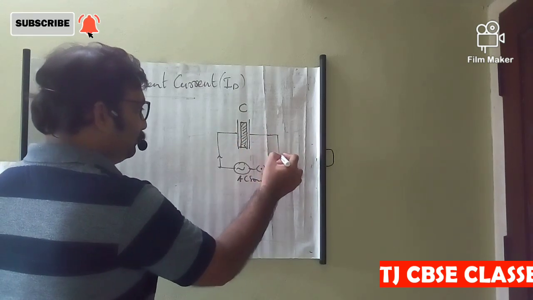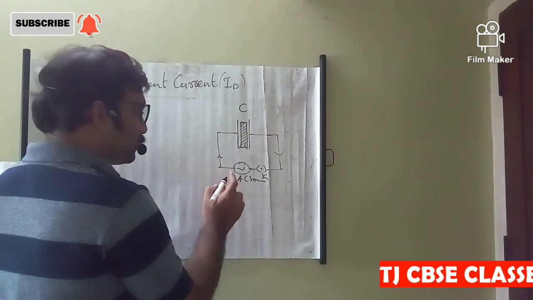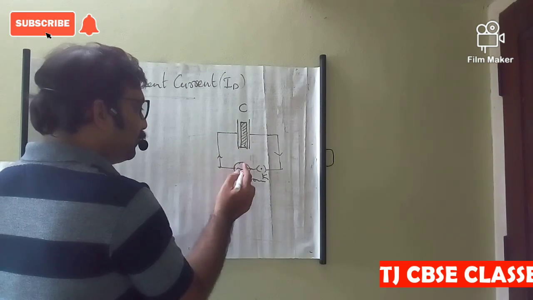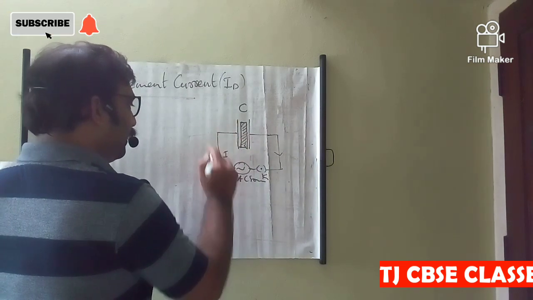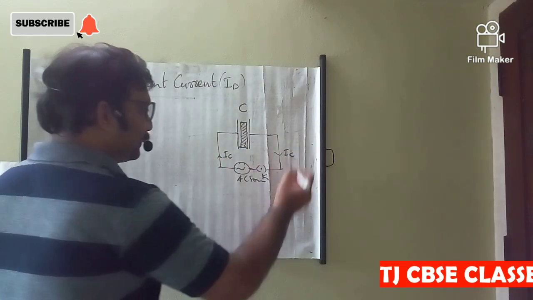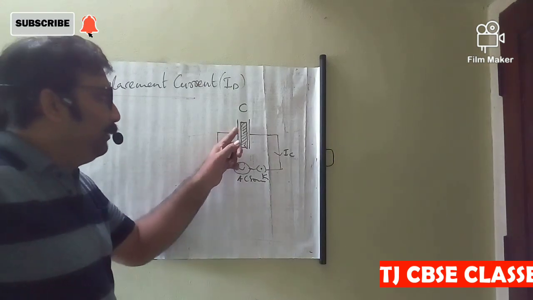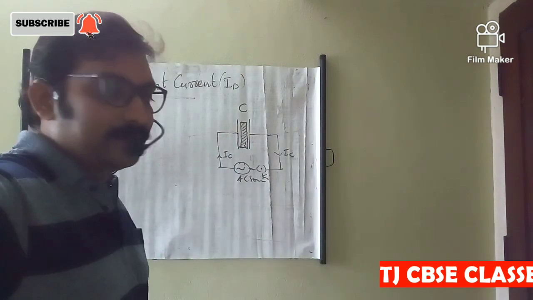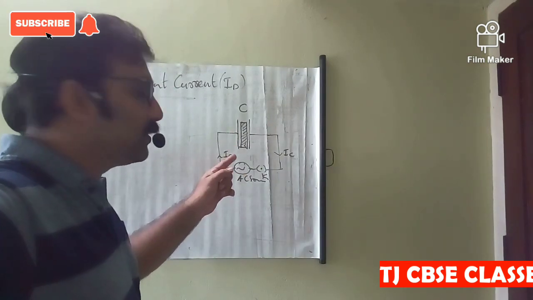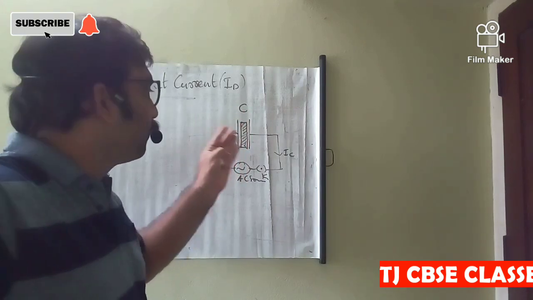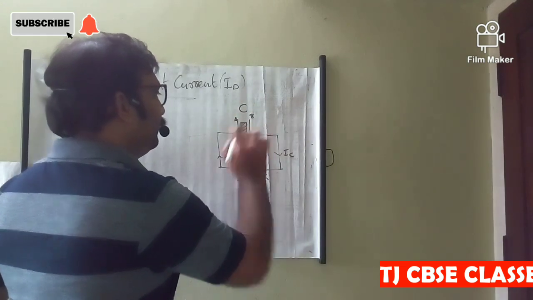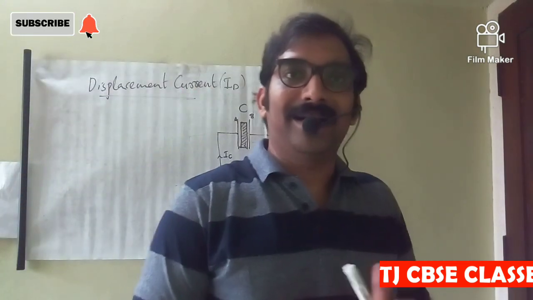When the key is closed, what happens? In the connecting wires, due to the presence of free electrons, current can flow up to here. That current is known as IC current. But in between the plates, there is no conduction current, because there are no free electrons for flowing between these two points A and B. Here conduction current cannot flow.